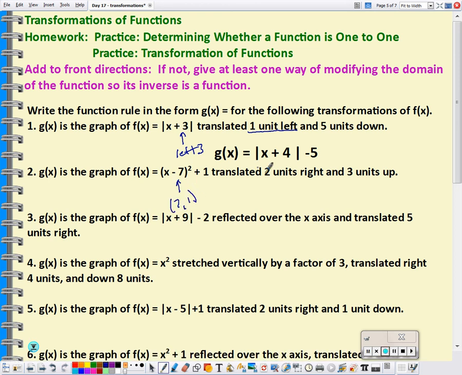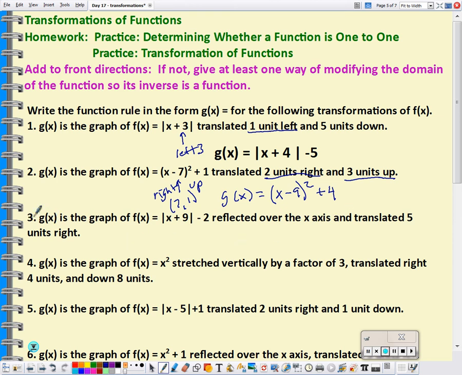Okay, so we need to take, so we're already right 7 and up 1. So now we need to take it 2 more units right and 3 more units up. So g of x is going to end up to be, well, if we're already 7 and then we go right another 2, now we are right 9. If we're 1 unit up, we go another 3 units up, now we are up 4. Okay.